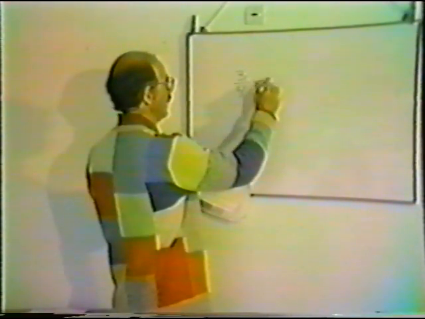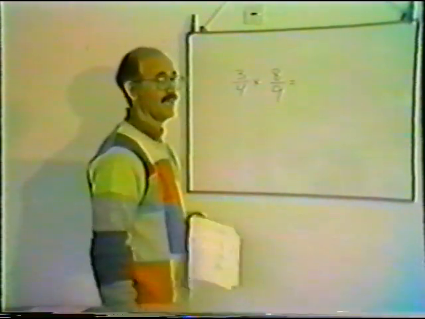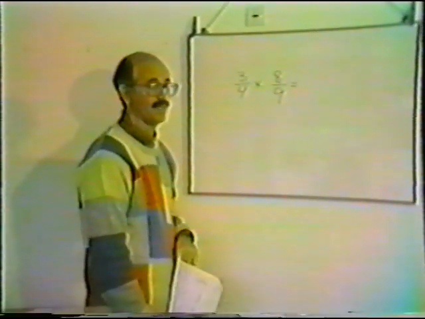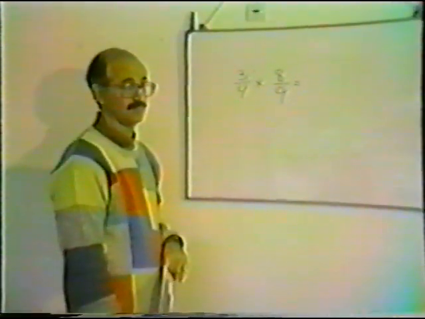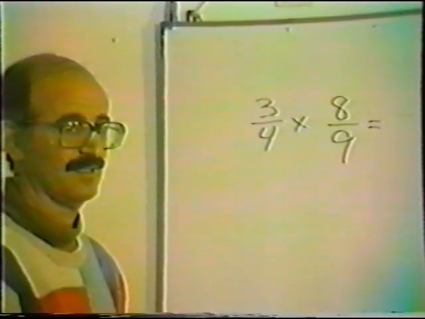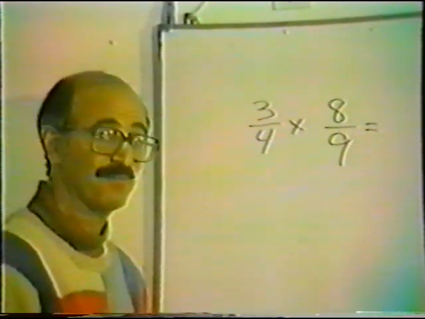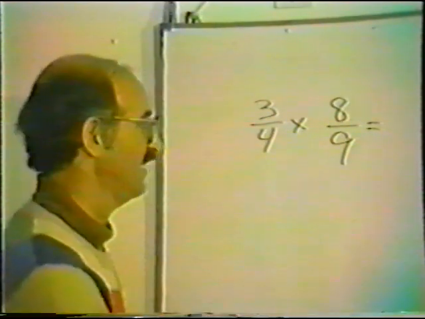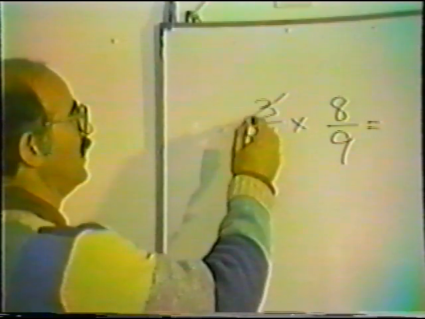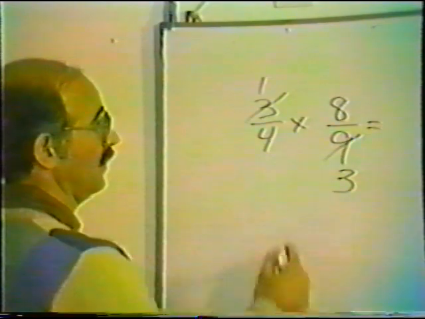3/4 times 8/9. Can you tell me a pair of numbers that we can cancel? Yes. What numbers? 3 and... no, 3. Both of them. Lots of ideas. Some say 3 and 9. Let's try that. What can I hit the 3 and 9 with? 3. 3 into 3 is 1. 3 into 9 is 3.